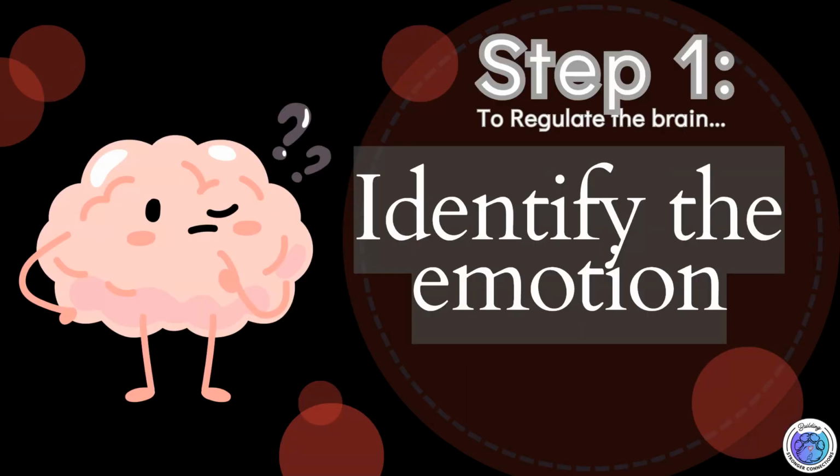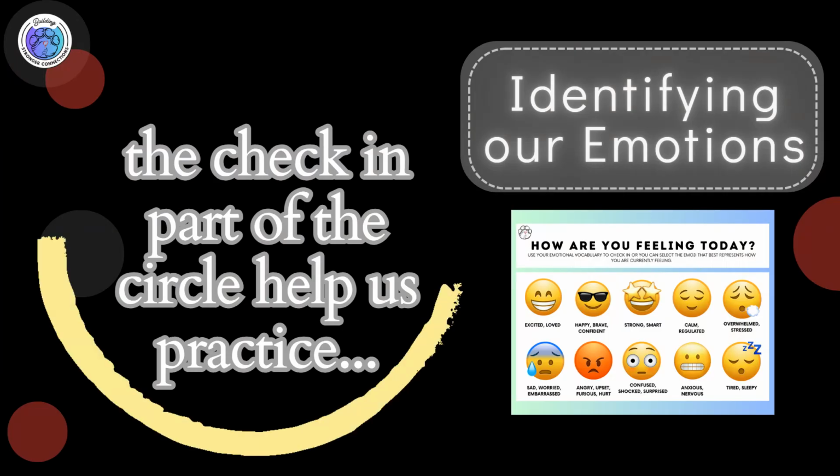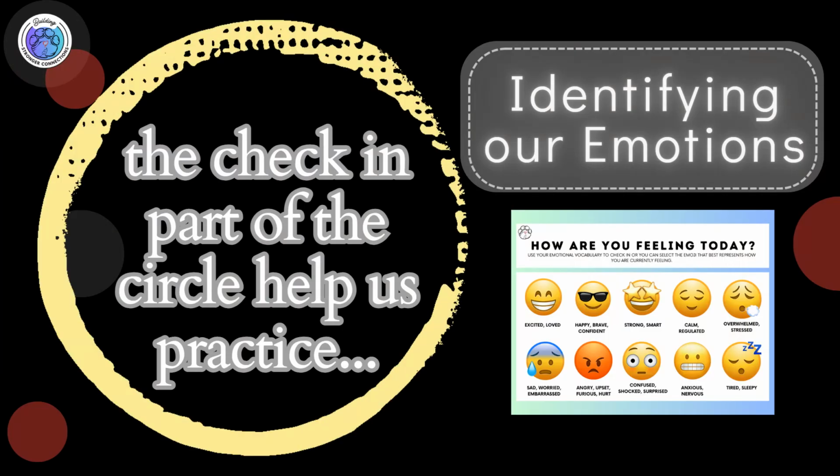The first step is to identify the emotion. Ask yourself, what am I feeling? Am I feeling anger, sadness? Am I feeling worried? Am I feeling stressed? And this is how our check-ins and our circles are going to help us to start identifying these different emotions.